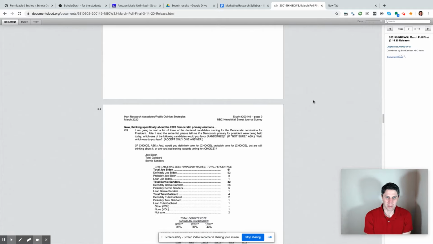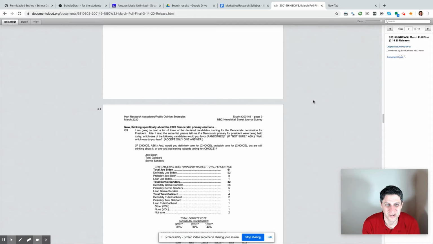Now, thinking specifically about the 2020 Democratic primary elections, I'm going to read a list of declared candidates running for the Democratic nomination for president. After I read the entire list, please tell me if a Democratic primary for president were being held today, which one of the following candidates would you favor? If they're not sure, ask, which way do you lean?